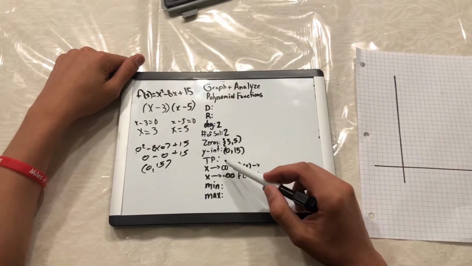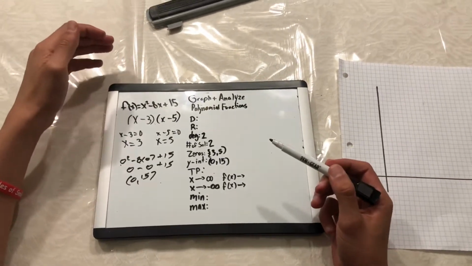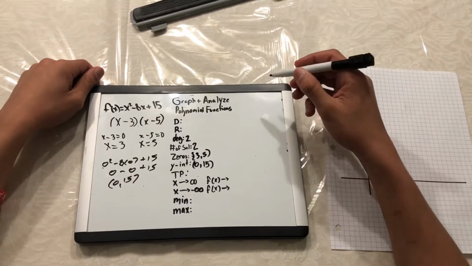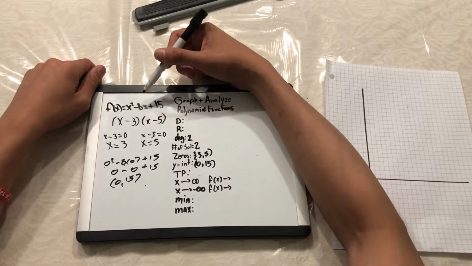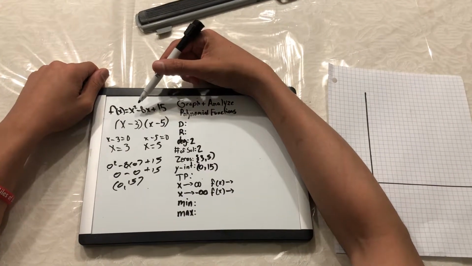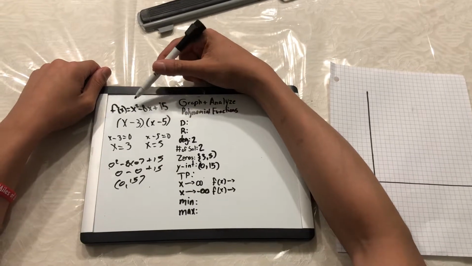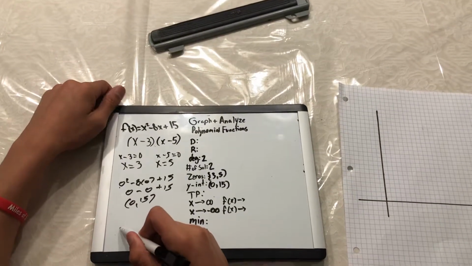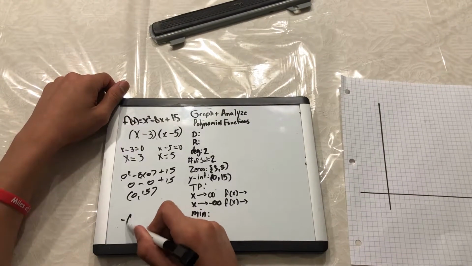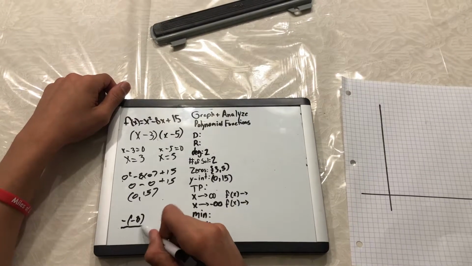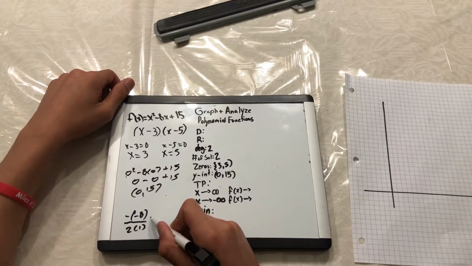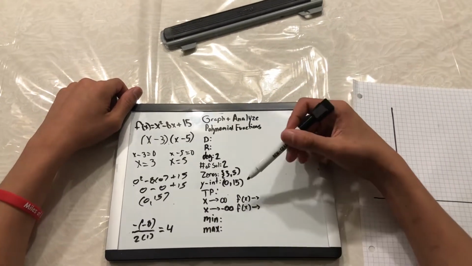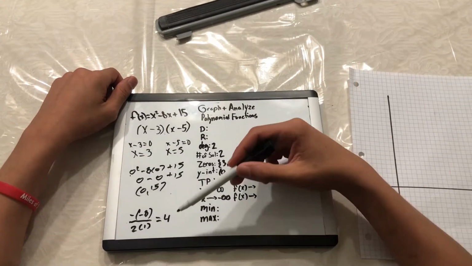Next, we can solve for the turning point, which in this case, the graph will look like a parabola. So the turning point is the vertex. And to solve for the vertex, you use negative b over 2a and then plug that in to solve for the y point. So negative b over 2a, negative negative 8 over 2 times 1 equals 4. So the x value for our turning point is 4.